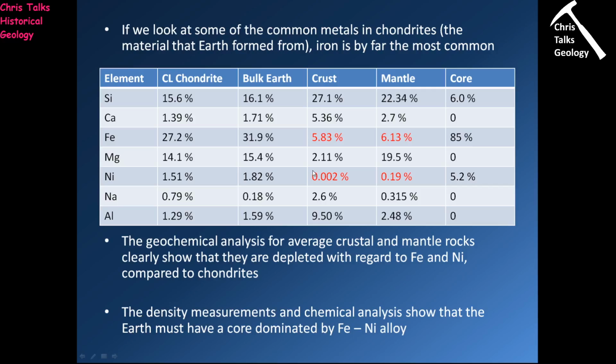And so that nickel and iron has to be somewhere, and so obviously you very quickly have to come to the conclusion that the iron and nickel is in the Earth's core, and that explains why the Earth's core is so dense.